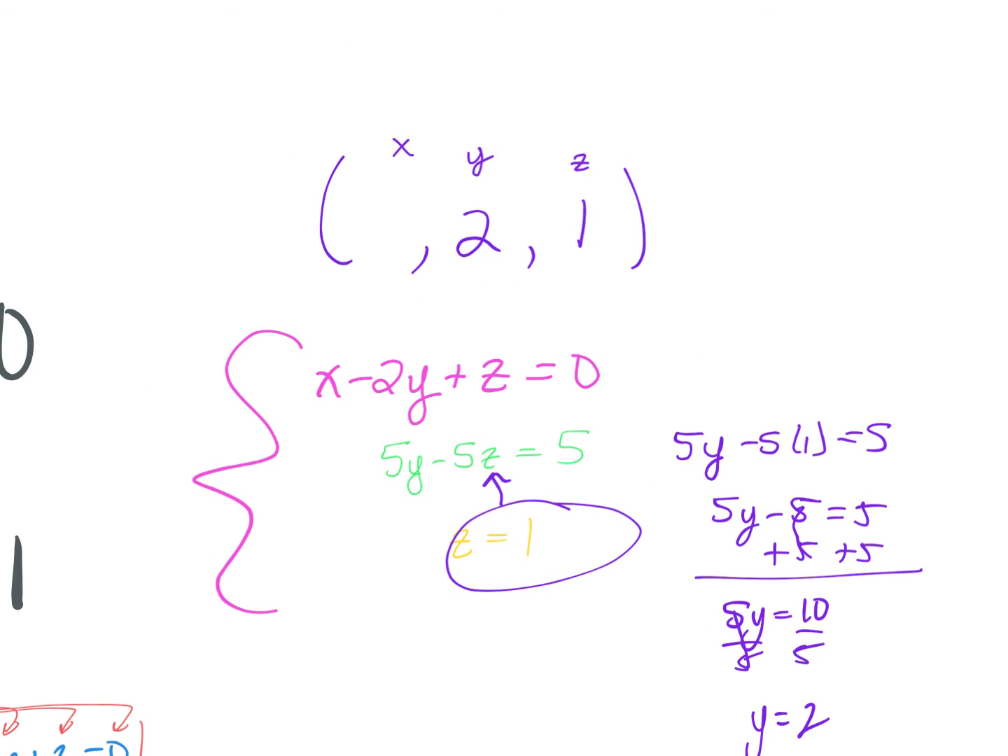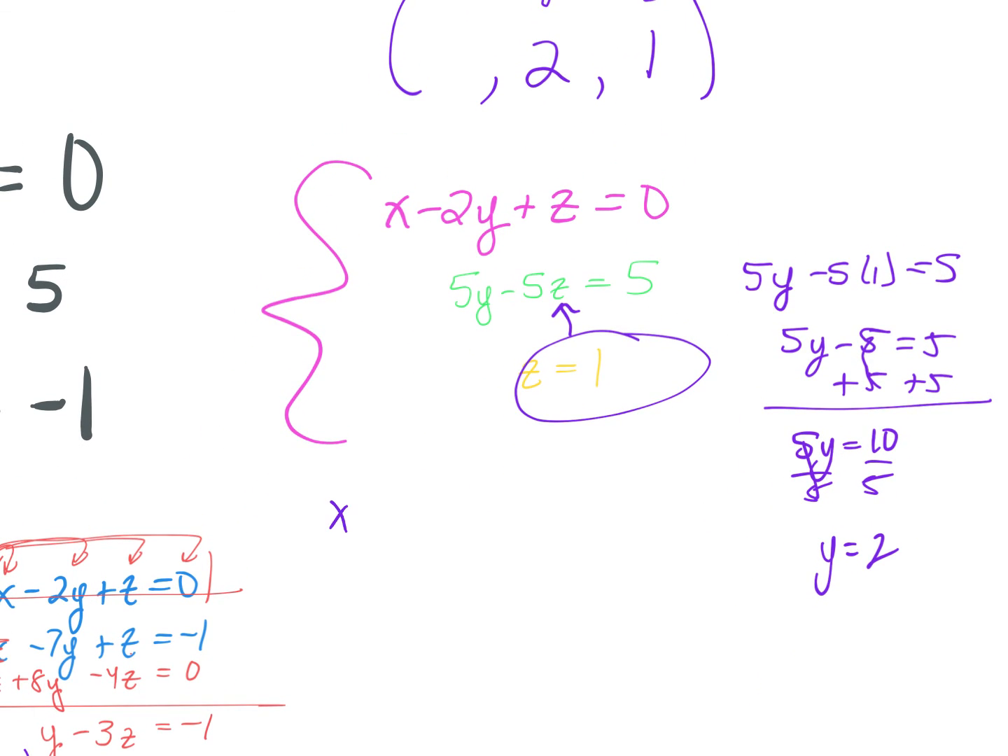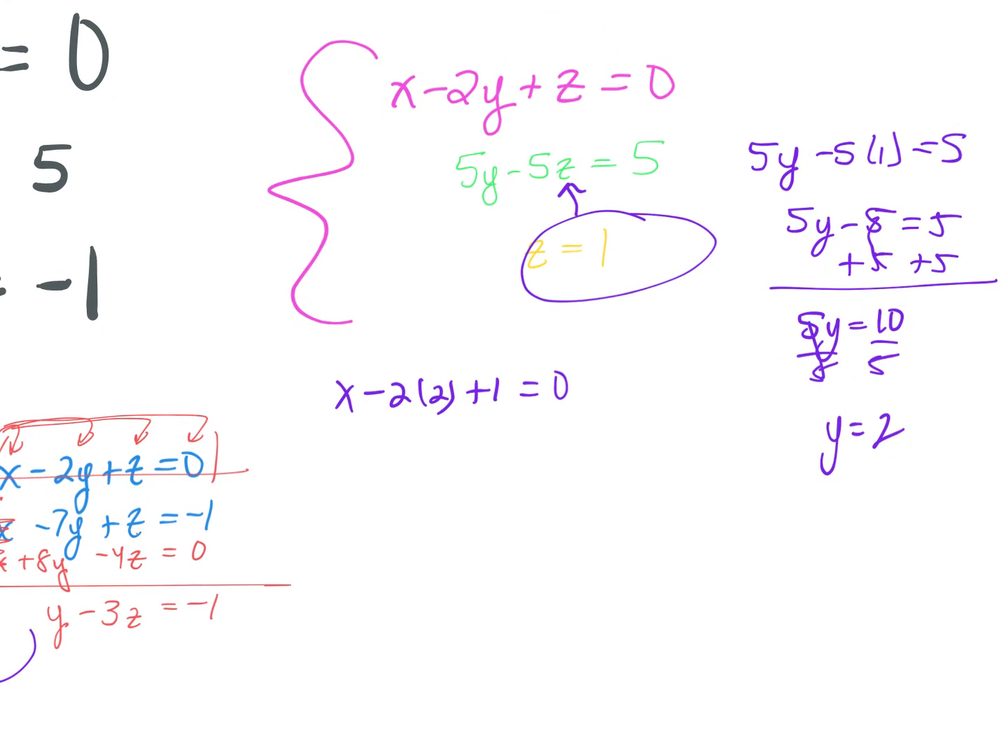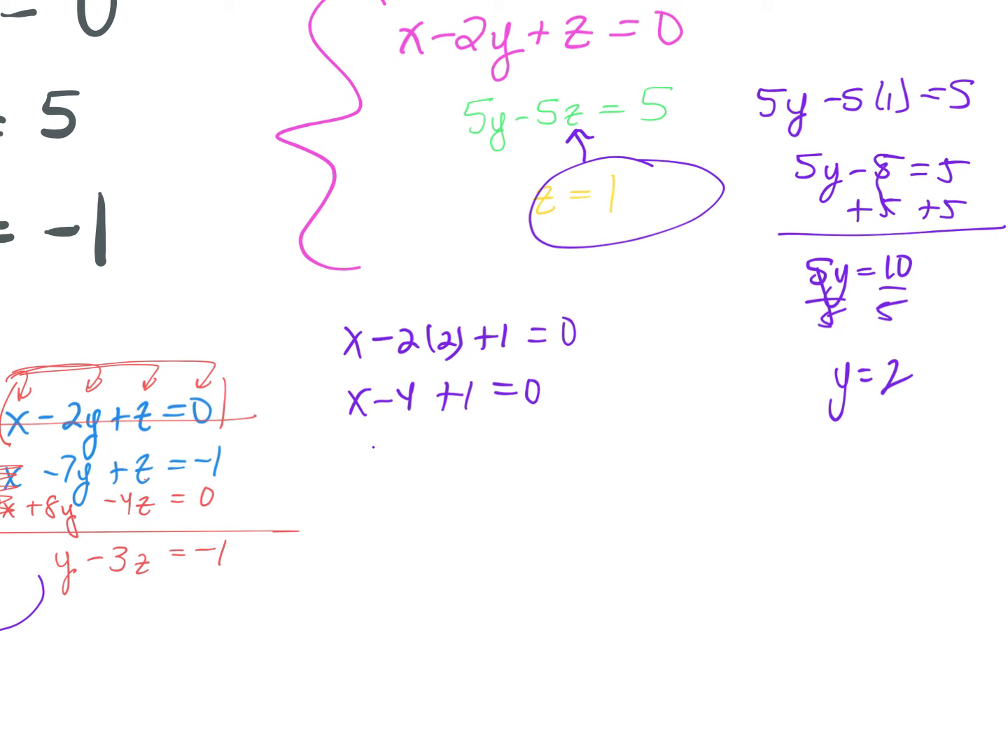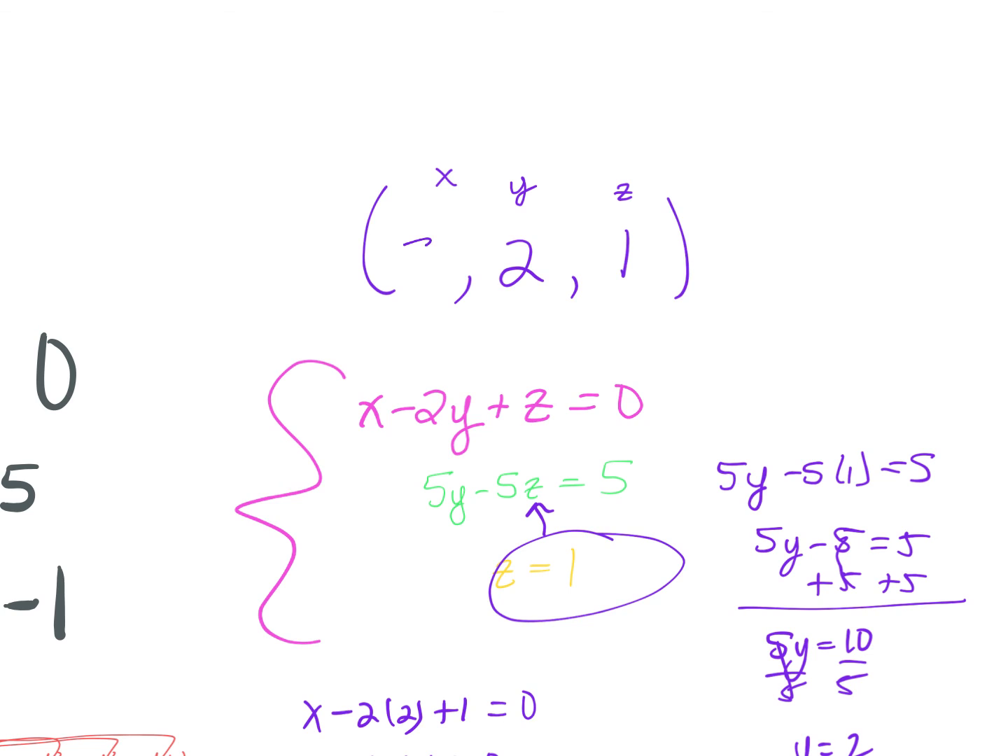Now I'm going to take y equals 2 and z equals 1 and plug it into the very top equation to find out what x equals. So x minus 2 times 2 plus 1 should equal 0. x minus 4 plus 1 equals 0. x minus 3 equals 0. Add 3 to both sides. I get x equals how much? 3. So the ordered triple that I just found here was 3, 2, 1.